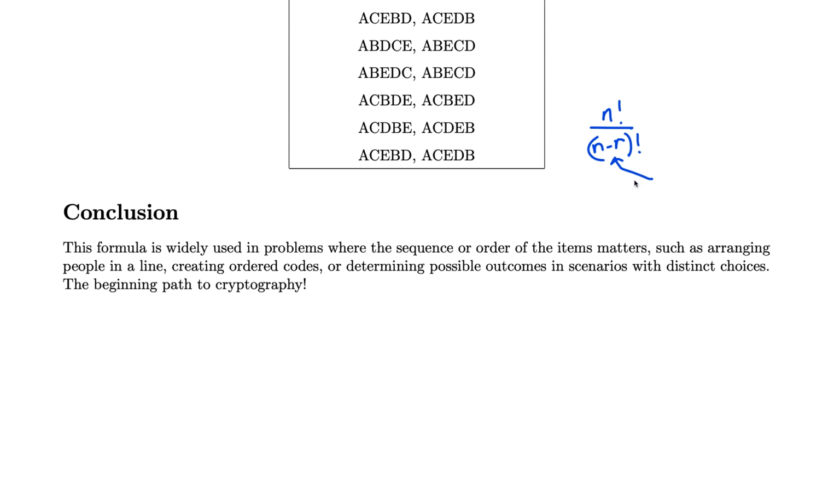Anyway, to conclude, permutations are very important. Permutations are where the order of the items or the position of the items matter, such as arranging people in line, first place, second place, third place. Being in different places is a different arrangement. Ordered codes or determining possible outcomes in scenarios with distinct choices. The beginning path to cryptography. Anyways, permutations are cool, and I will see you in class.